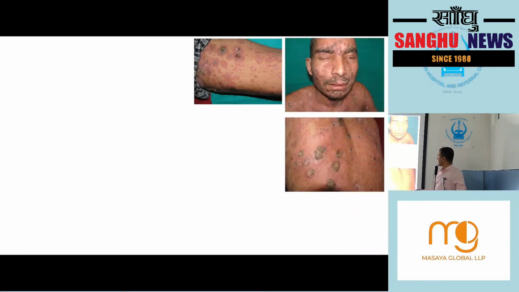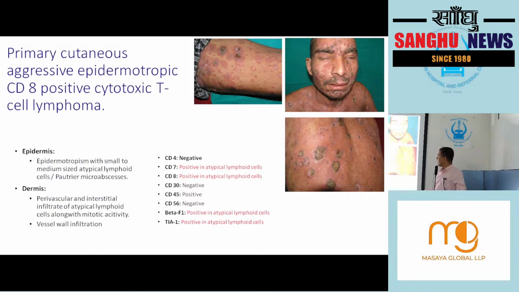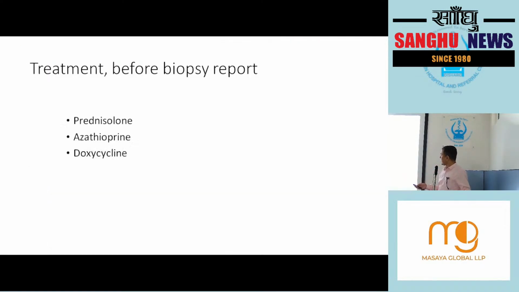This is the clinical pictures and the HE finding, with the diagnosis of primary cutaneous aggressive epidermotropic CD8 positive cytotoxic T cell lymphoma. This is the only case we have seen. It is pretty rare globally, and this is probably the first case. This case was seen by Dr. Mahesa, and this is where the disease stands in the WHO classification.